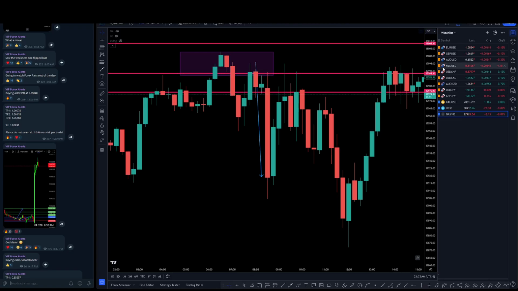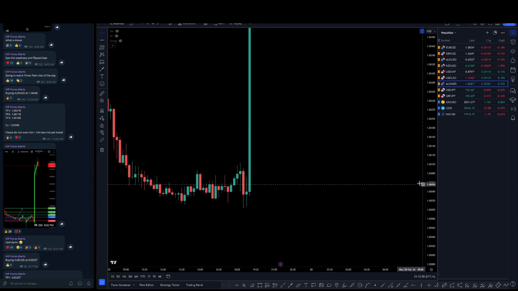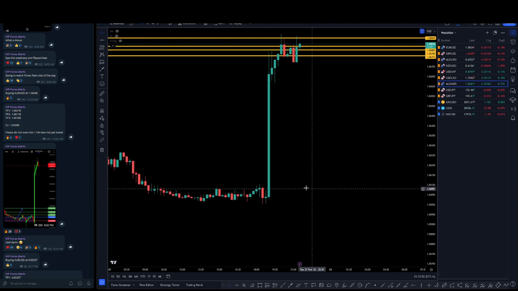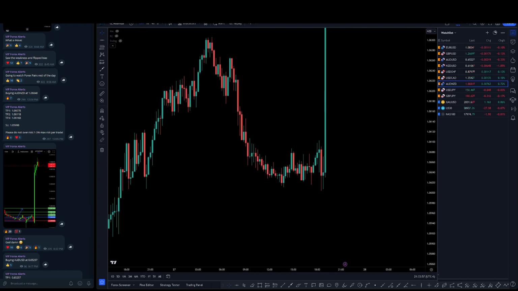This one, let's go to the bigger chart, the bigger picture here. AUD NZD. This one made a monster move. I mean, just look at this thing on the bigger picture. What happened here? Why did I like this one? We were basically selling off, right? And then we started to kind of curl right here.